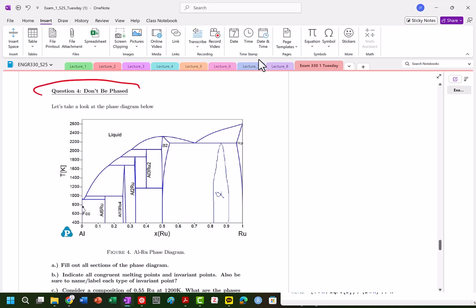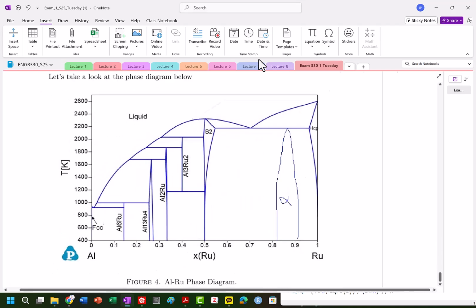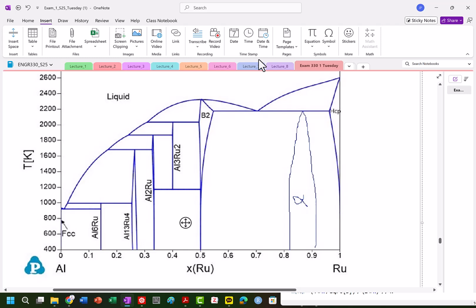All right, we are on to problem 4, our phase diagram. So, phases. FCC plus this in this little spot, liquid plus FCC. In here, it's going to be this phase plus liquid. In here, it's going to be liquid plus this solid phase. Here, it's going to be this solid plus this solid. Here, it's going to be this solid plus this solid.